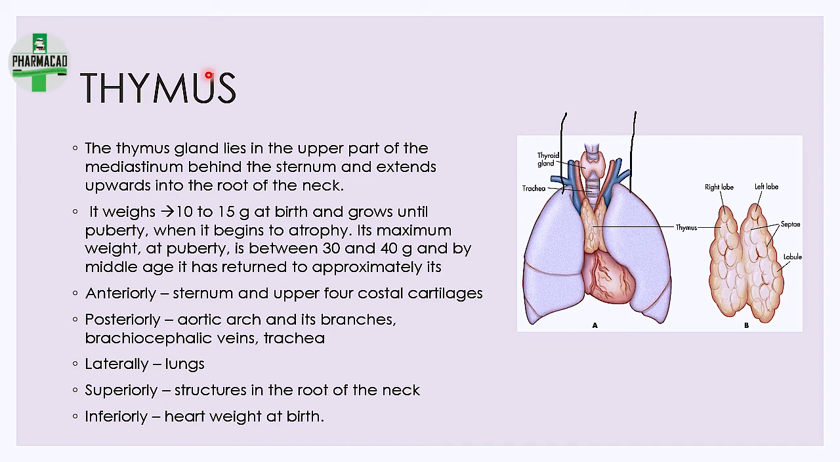Superiorly is the structures at the root of the neck. Structures at the root of the neck यानी apex of lung हो गया, फिर हमारा subclavian vein हो गया, फिर ब्रेकियोसेफेलिक ट्रंक है, there is phrenic nerve, vagus nerve, thoracic duct, right lymphatic duct, all those are going to be superior to the thymus. The interesting thing to remember is that at the age of around 13, the thymus begins to atrophy.